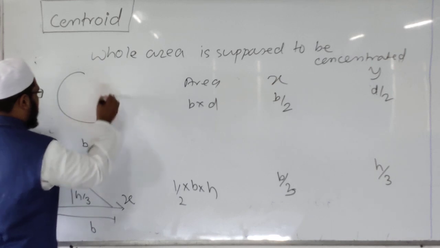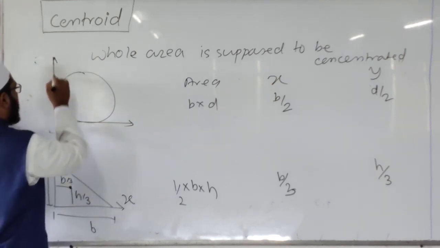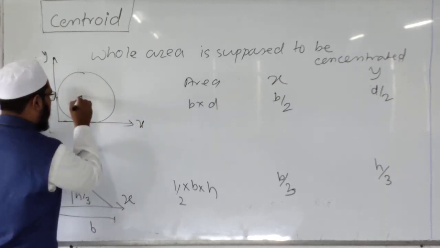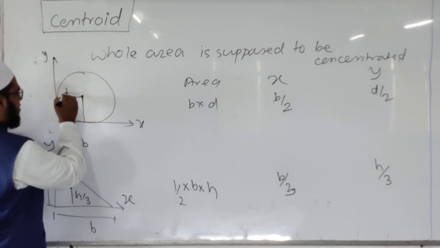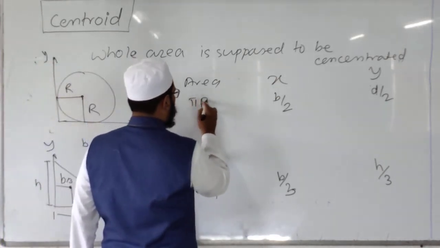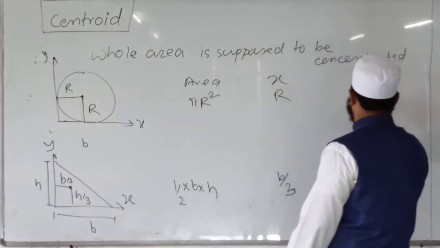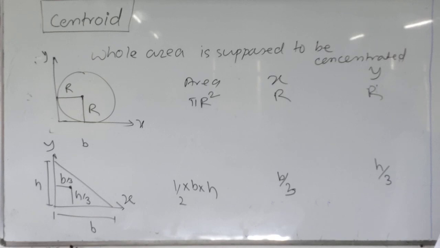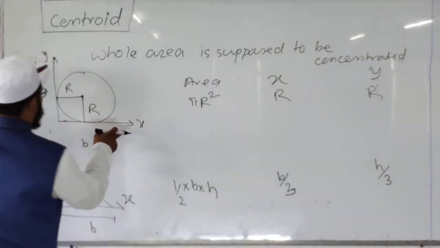Assume that a circle is there, with the axes lying like this. From standard figures we know that the centroid of the circle is the center of the circle. Area is given by pi r square. The x and y coordinates will be r and r. Again I am repeating, this x coordinate and y coordinate is with reference to this given axis.